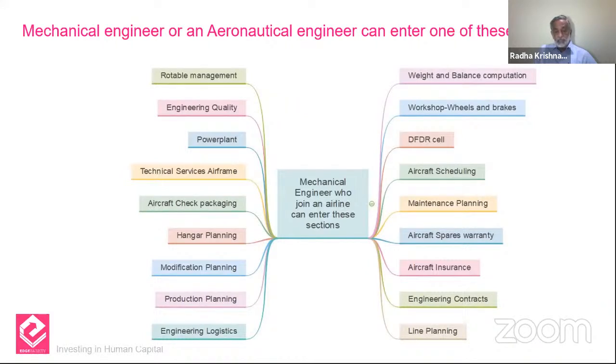I'm just giving a brief explanation of some of the departments: protocol management, engineering quality, power plant, technical services, airframe, cabin maintenance, power plant and APU, aircraft check packaging. Like that, there are 17 areas which have to be properly controlled and maintained. That is the biggest job for an airline. Any airline operating more than about 10 airplanes should have departments for all these areas. And all these have to be handled by people who are technically very sound and who can predict by looking at the performances.